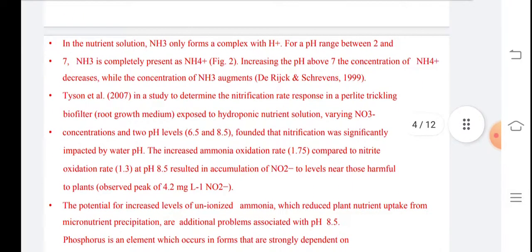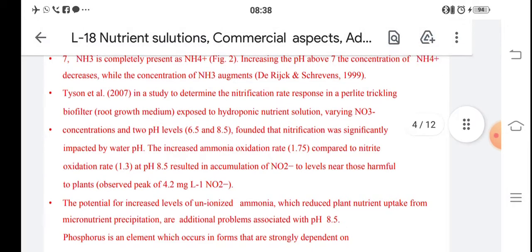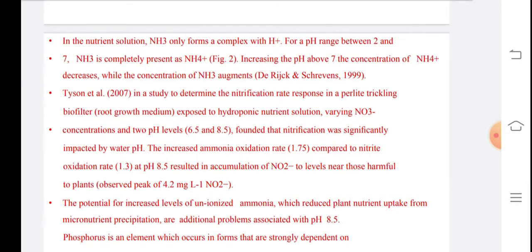In the nutrient solution, NH3 ammonia only forms a complex with hydrogen ion above 7 pH. For a pH range between 2 to 7, NH3 is present as NH4. Increasing pH above 7, NH4 decreases while the concentration of NH3 augments. Right. It was also shown by scientists, Tyson is one scientist and others in 2007, to determine the nitrification rate.